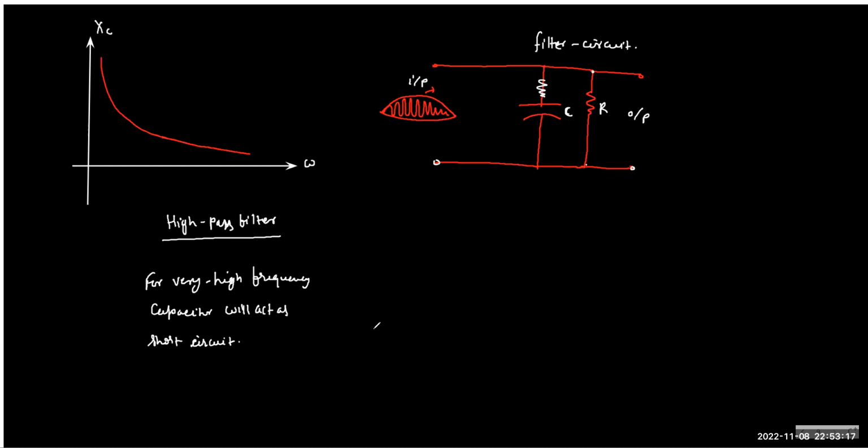So the treble circuit is basically a capacitive circuit and the bass circuit is inductive circuit. Okay. So there are many applications which we will come across. So the last is inductor.